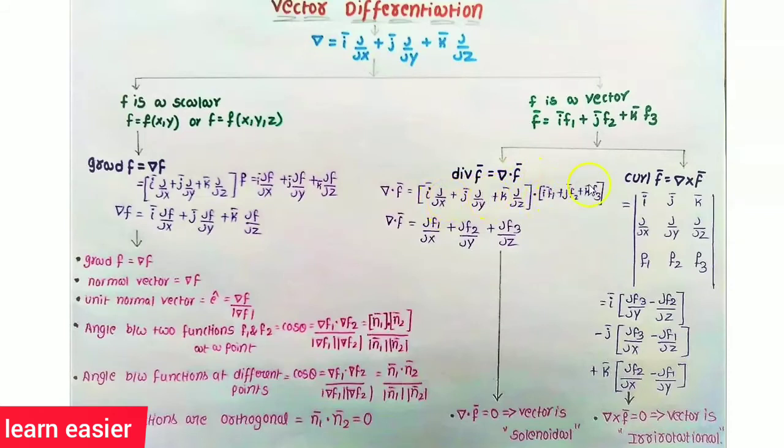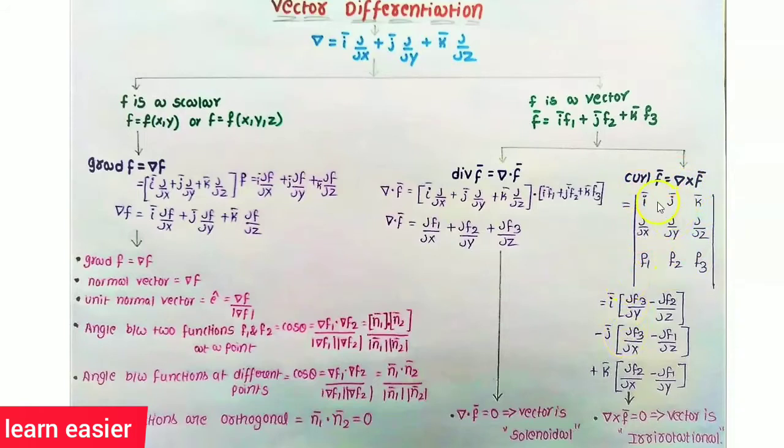So we have del dot f. When we apply del dot f bar, we get dou f1 by dou x plus dou f2 by dou y plus dou f3 by dou z. So when we apply a del operator to a vector, we have a dot product as well as a cross product. Next, curl f bar is del cross f bar. How to calculate del cross f bar? That is the determinant of i bar, j bar, k bar, and here dou by dou x, dou by dou y, and dou by dou z, and in the last row we have the functions f1, f2 and f3. So the determinant of these gives us curl f bar.